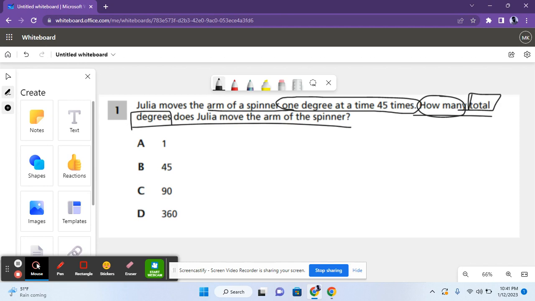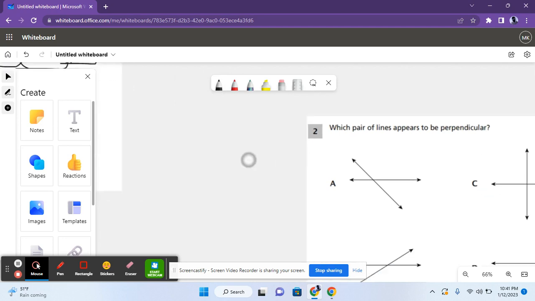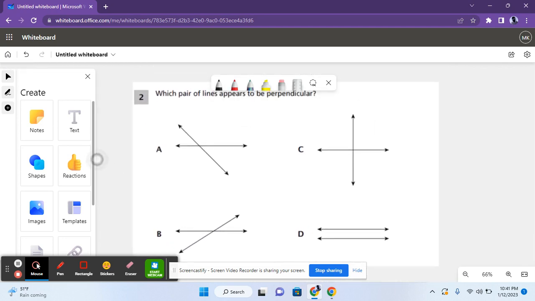So this is a multiplication problem. She's spinning the spinner 1 degree at a time for 45 times. 1 times 45. You have to solve this problem and you get the answer. Anything times 1 is itself. So 1 times 45 is 45. So B is the answer for question 1. Let's move on to the next problem, which is question 2.